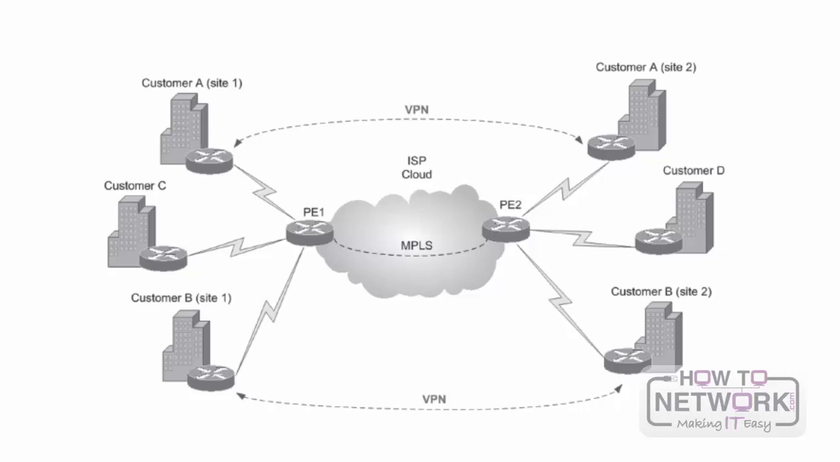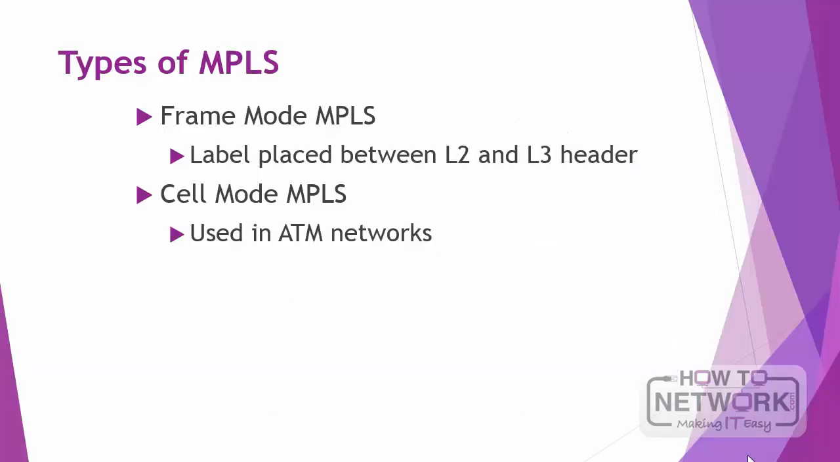Layer 3 MPLS VPN technology is a very powerful and flexible option that allows service providers to give customers the transparent WAN access connectivity they need. This is very scalable for the ISP because it is very easy for them to add customers and sites.